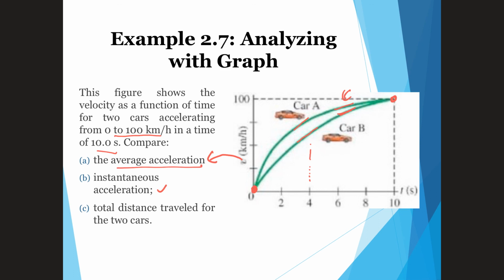Now the total distance travelled for the two cars. It depends on what? Yes, the area under the graph. Which one has the larger area under the graph? Definitely it's going to be car A. Very easy, right? Good.